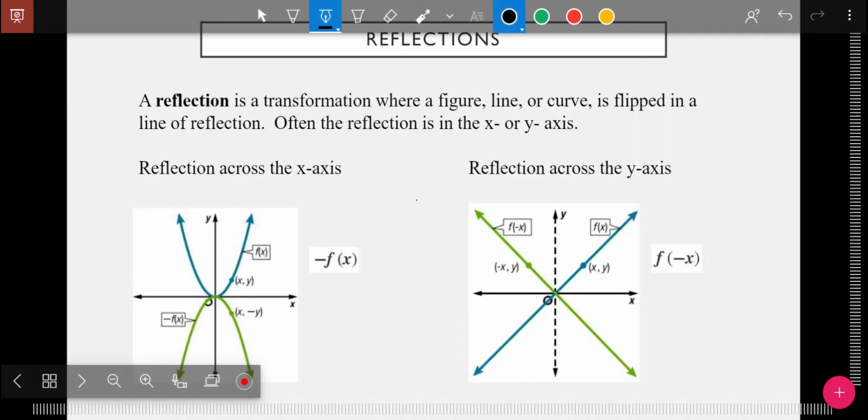Reflections. Reflections, it's a matter of where is the negative. All right.